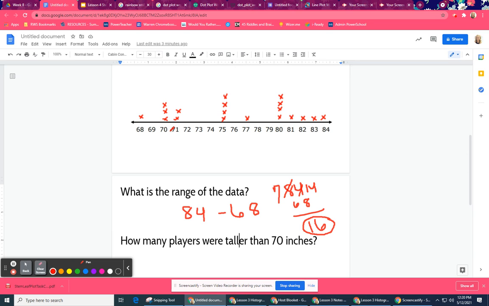Starting at 71, we need to count all the X's that are right here. 1, 2, 3, 4, 5, 6, 7, 8, 9, 10, 11, 12, 13, 14, 15 players. So yeah, that's the gist of a dot plot.